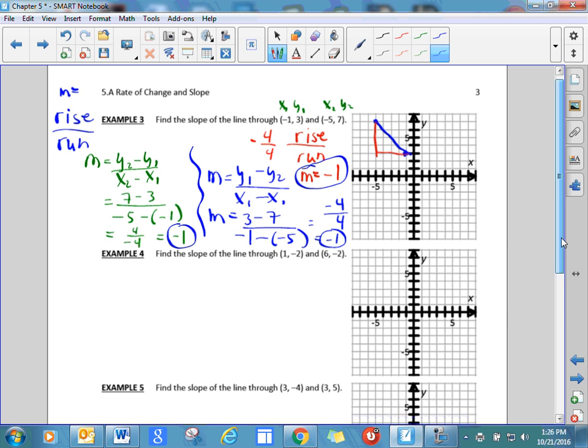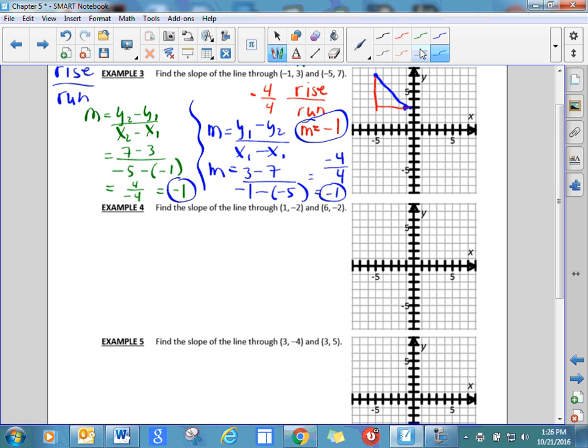Let's do example number 4, just using the formula. If you take a look at the points, 1, negative 2, right here, and 6, negative 2, counting 1, 2, 3, 4, 5, 6, and you connect them, you see you're going to get a horizontal line. So from the previous page, we know that a horizontal line should have a slope of 0. This is what we're expecting. So we're going to prove it.